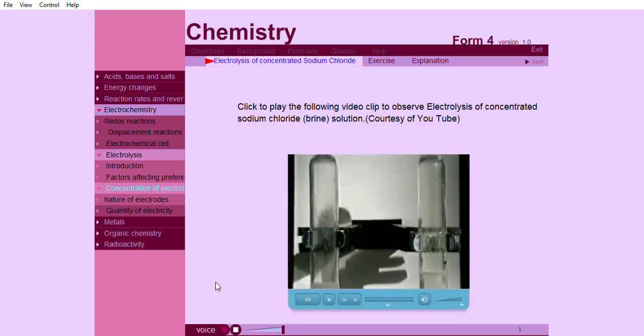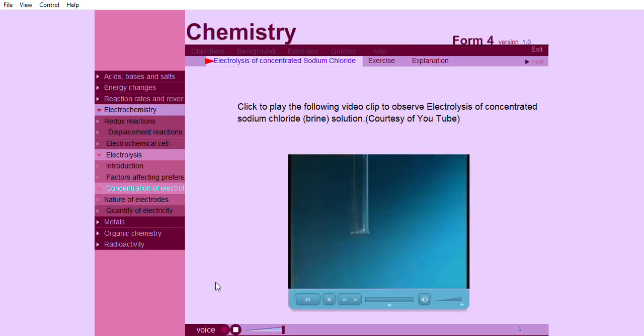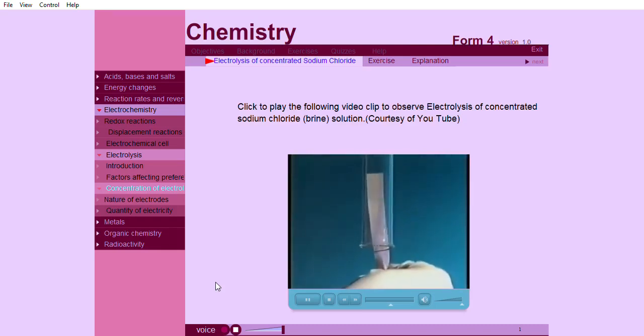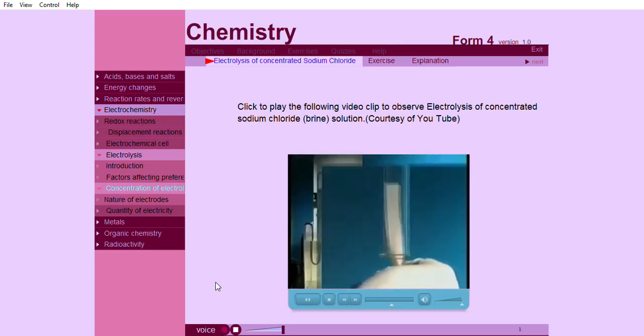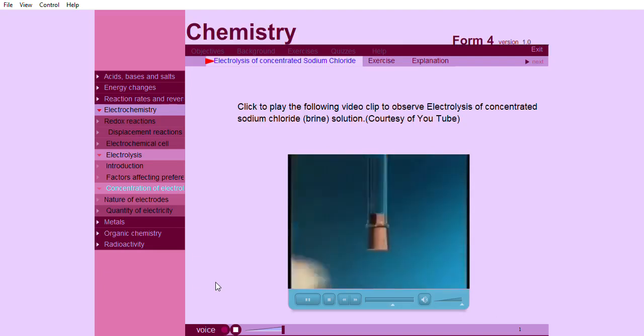Both are either very pale or colourless, but they can be identified by simple tests. The gas collecting at the positive electrode is tested with damp blue litmus paper. It goes red and quickly bleaches white. The gas is chlorine. The gas collecting at the negative is tested with a lit splint. It pops, a sure sign that this gas is hydrogen.